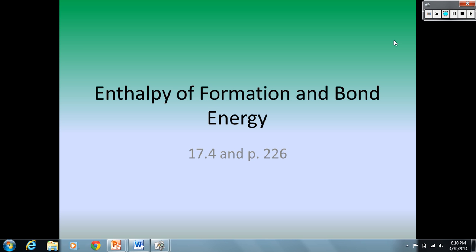And this is enthalpy of formation and bond energy. So these are the last two ways that you can figure out what the delta H of a reaction is. And this is in your book at 17.4, and page number 226.